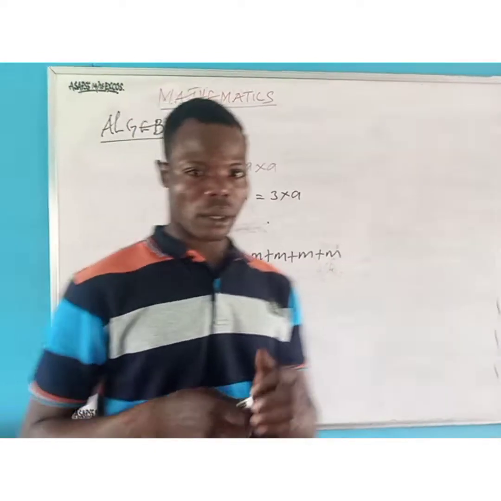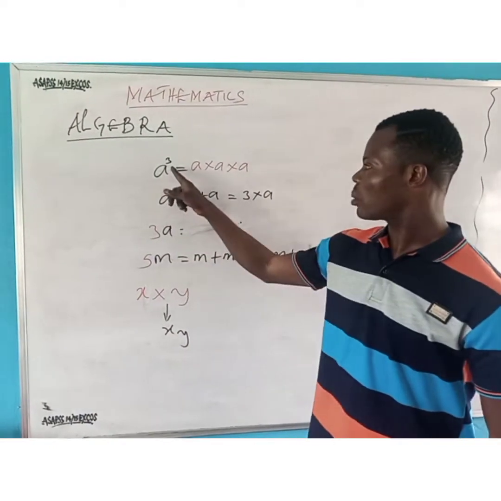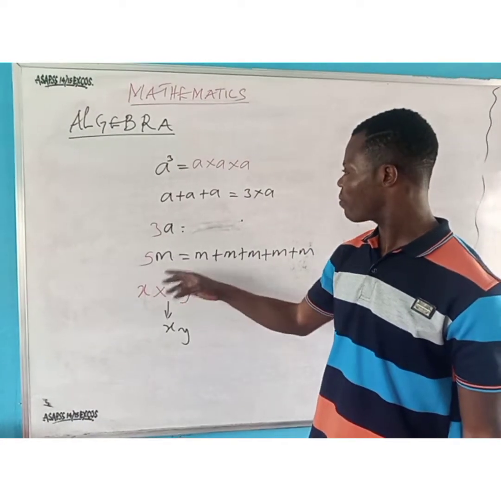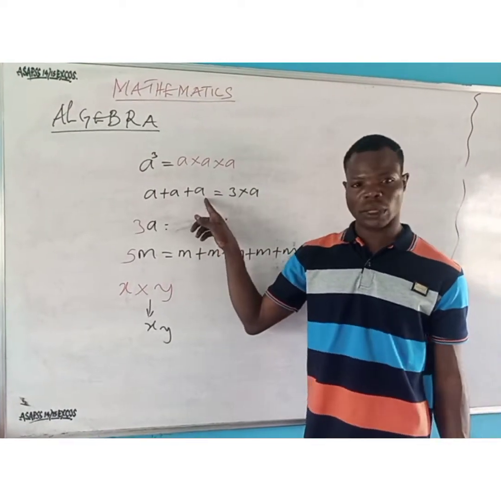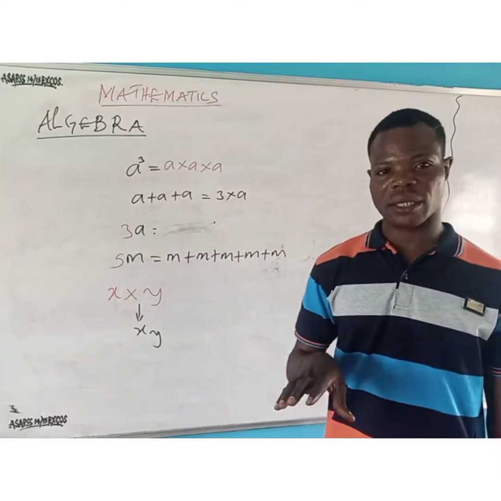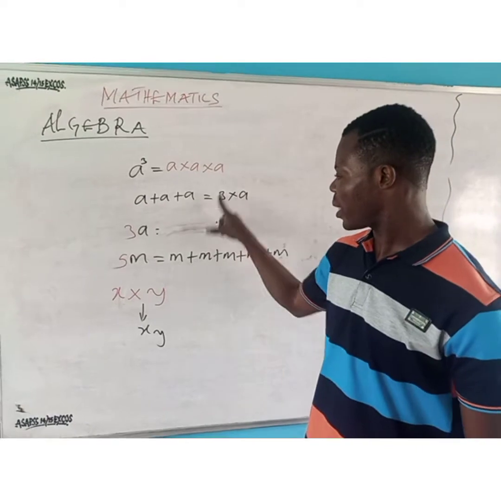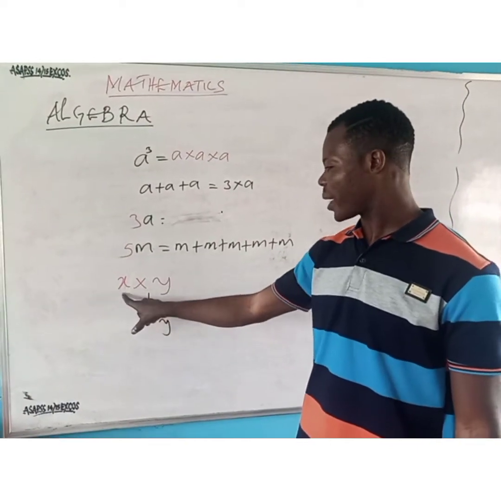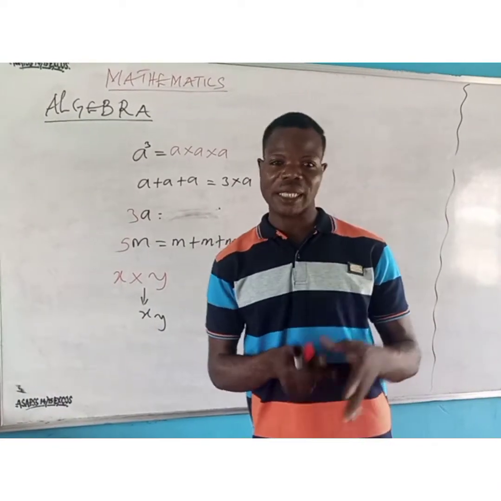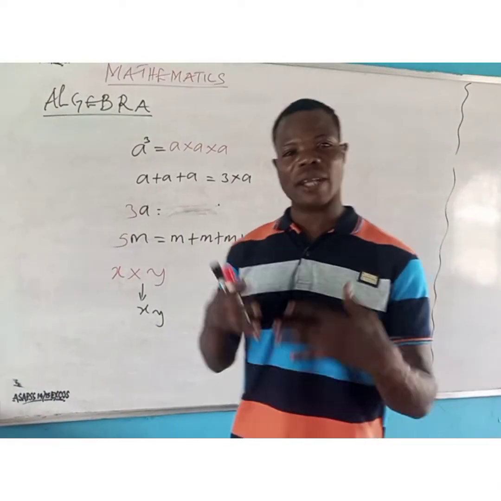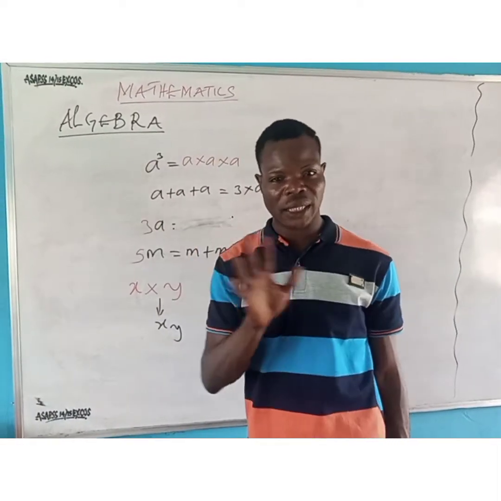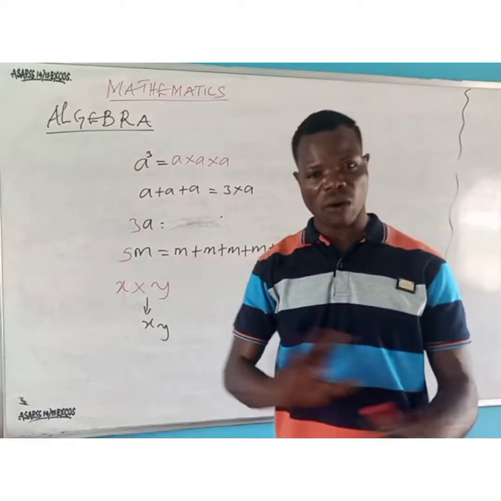Okay, what do you notice? There are numerals 3, 3, 5, 1, 1, 1, which are the coefficients, and we also have alphabets. There are letter a, letter m, letter x, letter y. This mixture of terms, that is alphabets and numerals, they are referred to as what? As algebra. That is the simple way to explain algebra.